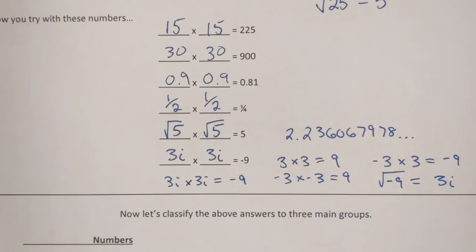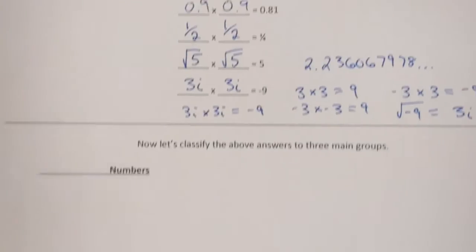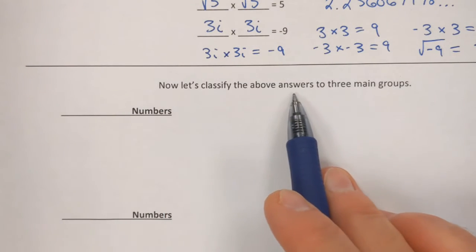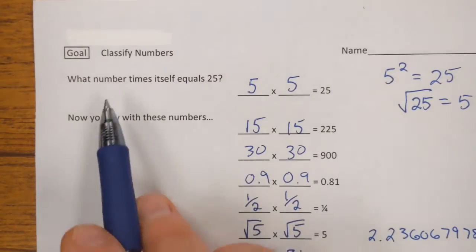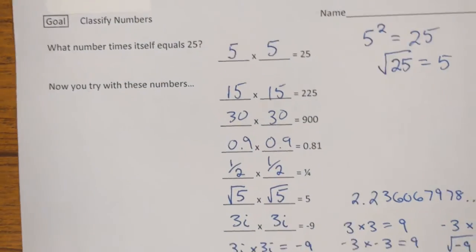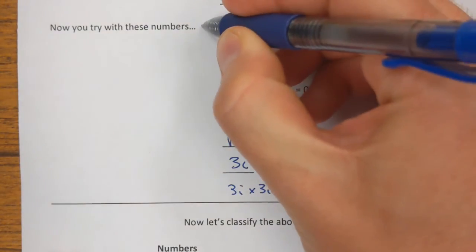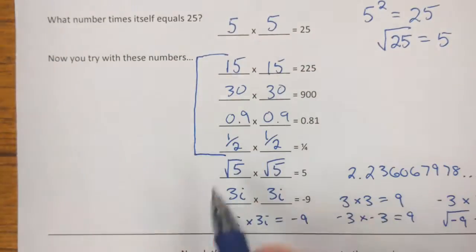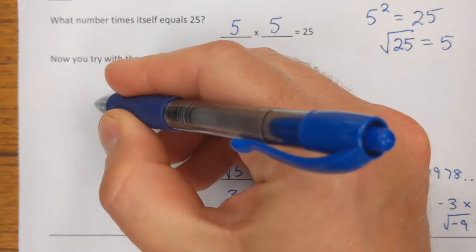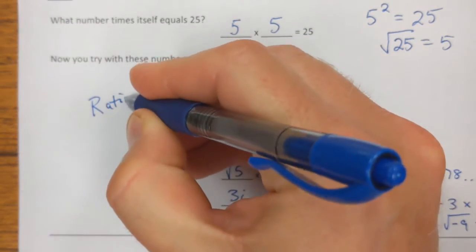All right, so now that we've answered all these questions, let's classify the above answers into 3 main groups. The whole goal of today's lesson was to be able to classify numbers. Let's start with all the problems that came out very simply, and we got plain, simple answers too. These are called the rational numbers.